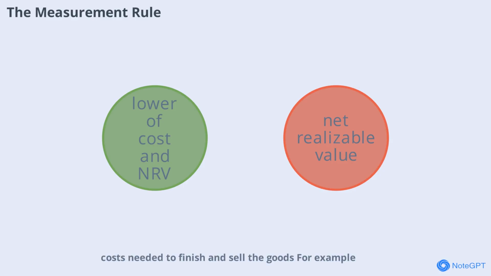For example, if your inventory cost is $100, but you can only sell it for $90 after expenses, you must record it at $90. This rule prevents companies from overstating their assets and ensures financial statements reflect reality. Remember, always choose the lower number between cost and NRV when valuing inventory.